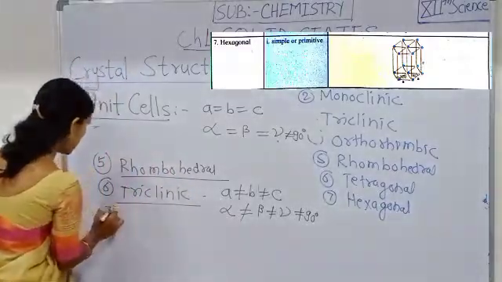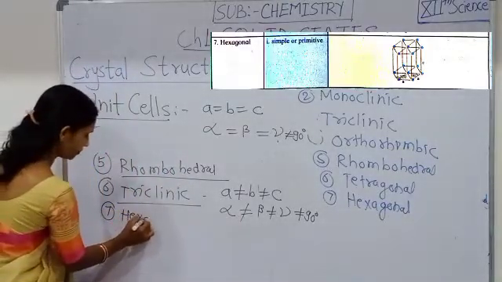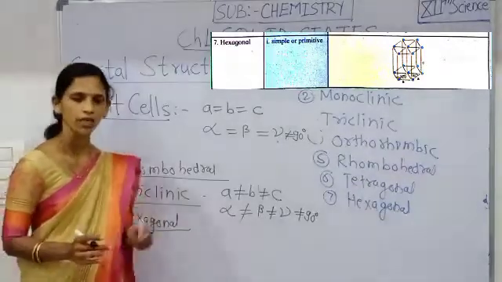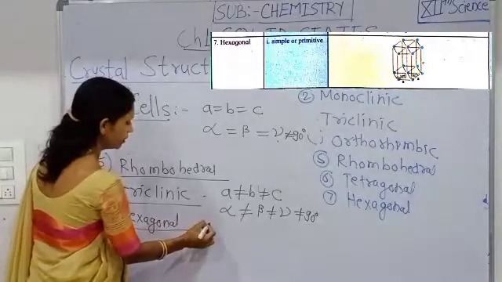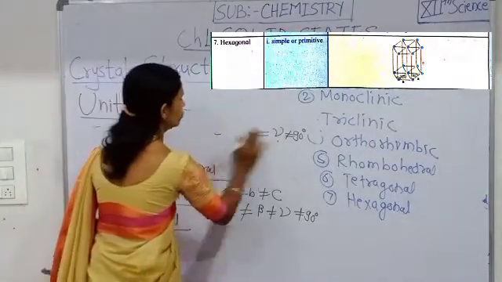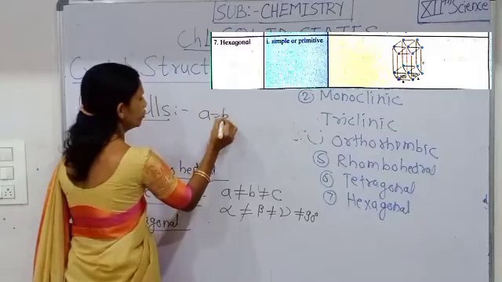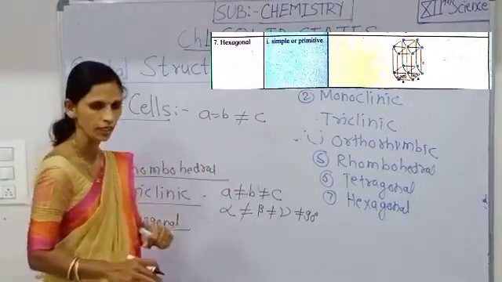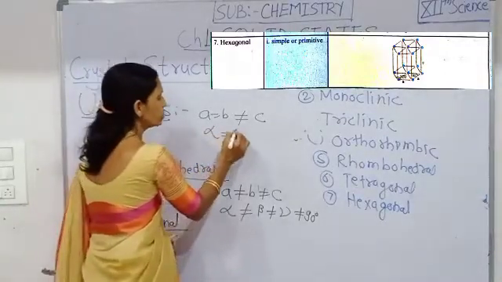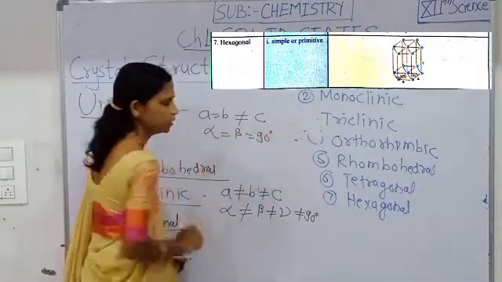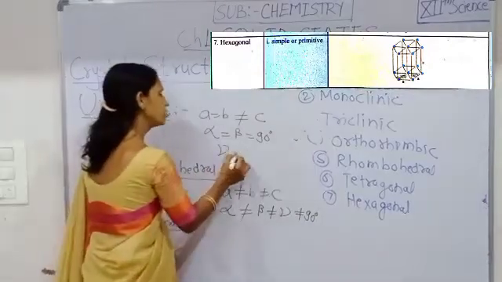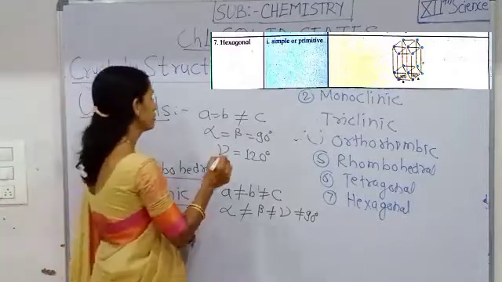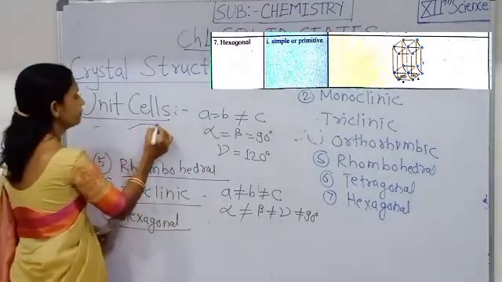And last one, that is the hexagonal type of unit cell. See here, in the hexagonal type of unit cell, A is equal to B, but C is not equal to A and B. And here alpha is equal to beta and is 90 degrees, but gamma is 120 degrees.